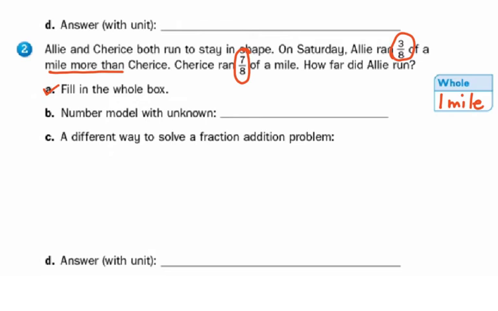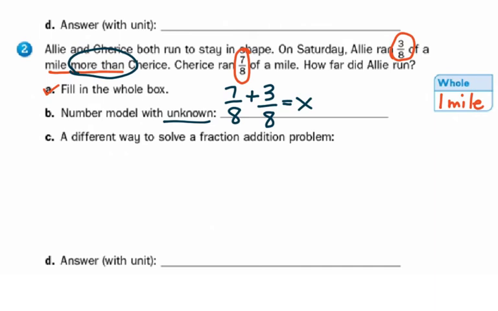Now what we're going to do is go ahead and add together the information we have. Let's start with Sharice. We know that she ran 7/8 of a mile. Allie ran 3/8 of a mile more than. More than means I'm going to add that amount on to the 7/8. And it says to write an unknown, which we call a variable. So I'm going to put the lowercase x. You could use a lowercase m. You could use a lowercase a. It's up to you.